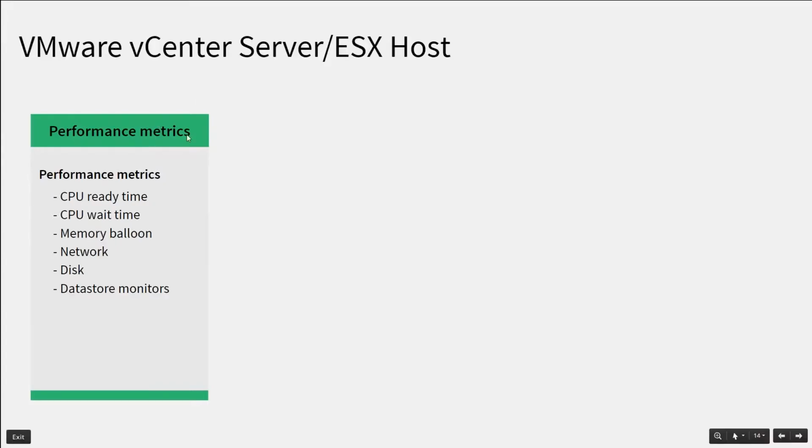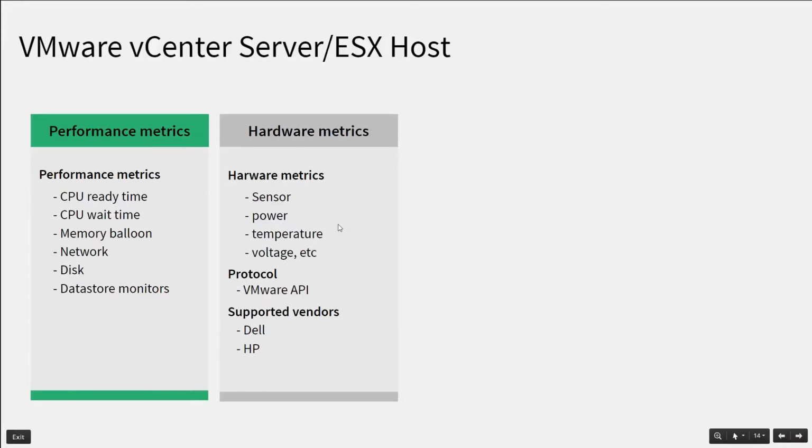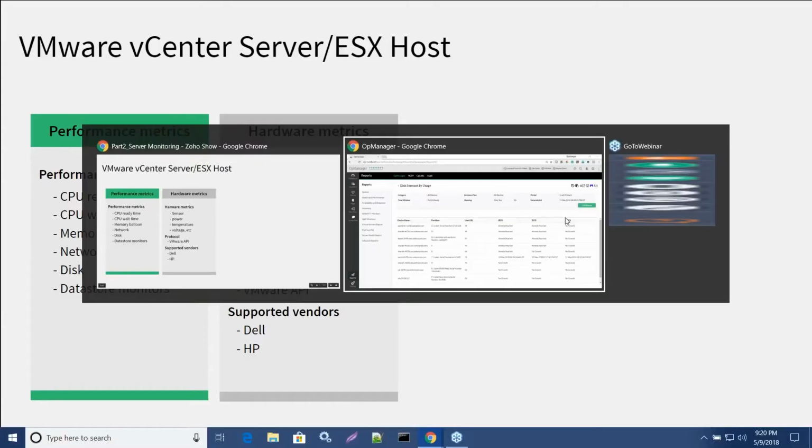So in the virtual environment, performance metrics like CPU ready time, wait, active memory, balloon memory, and all other performance metrics can also be monitored. And we also have hardware metrics where your sensors, power, temperature, and voltage can also be monitored, and all these hardware metrics would be monitored with the help of the VMware API. We support Dell and HP vendors in terms of hardware monitoring.